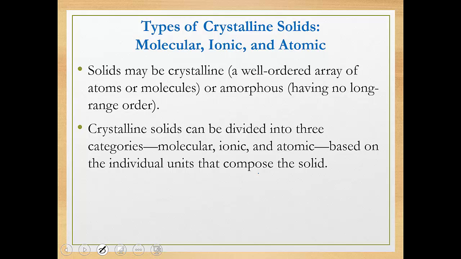We also want to look at solids. Most of what we've looked at so far have been liquids, so we want to touch on types of crystalline solids. The types of crystalline solids that you can have are molecular, ionic, and atomic. Now, what are we talking about when we talk about a crystalline solid? Well, we're talking about something that has a highly ordered structural array of atoms and molecules.